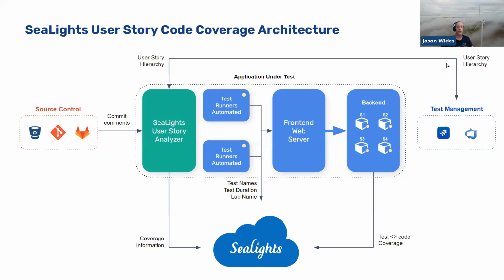We get the information from your test management system, for instance, like Jira. This allows us to understand the hierarchy of the user story itself, or the epic. Different companies would work with a different hierarchy. Let's say you've got your epic. Under your epic, you've got your user story. Under that, you have subtasks and so on. That allows us to build up the tree of information. And of course, we get the code coverage from C-Lights, and that allows us to build the user story reports.